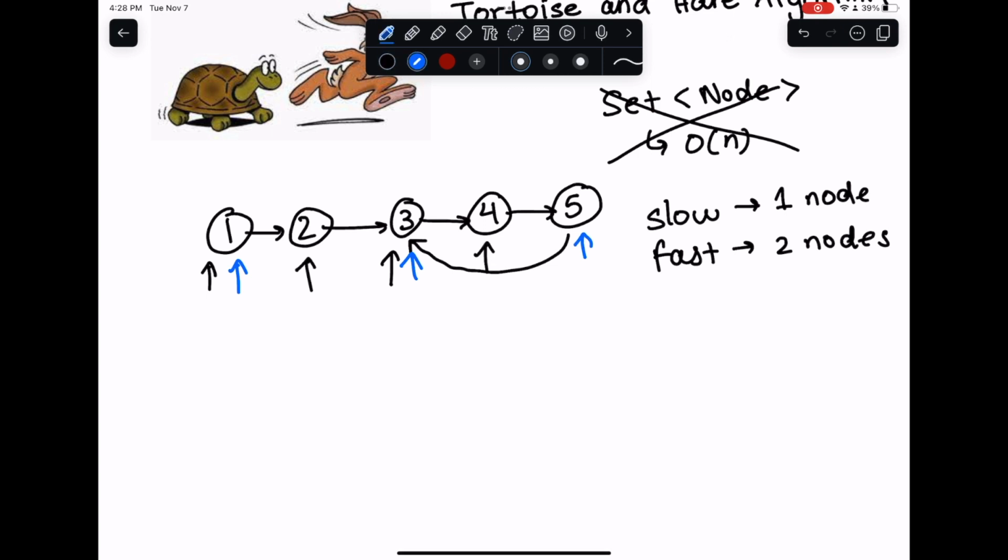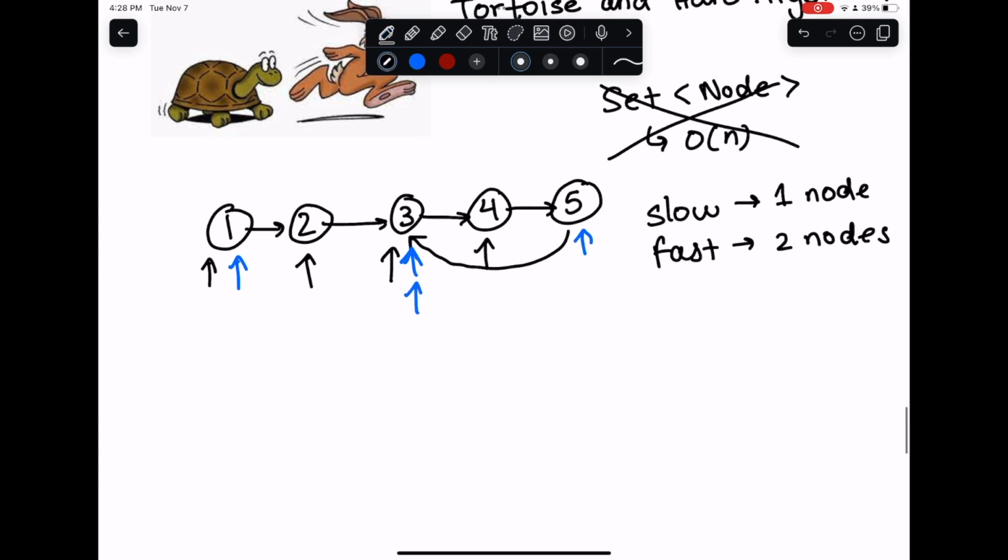My fast pointer, since it's a cycle, comes back. So my fast pointer is actually here again, because it comes back here. My slow pointer is going to move over one more, so I'm here, and then my fast pointer, the one that's right here, will go here again. So now we see that the slow and the fast pointer are at the same location. They're at the same spot. So since they have the same location, that means we know we have a cycle.